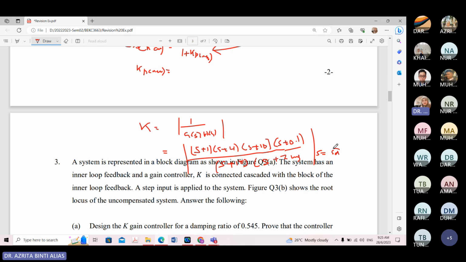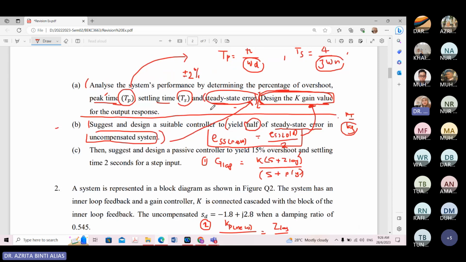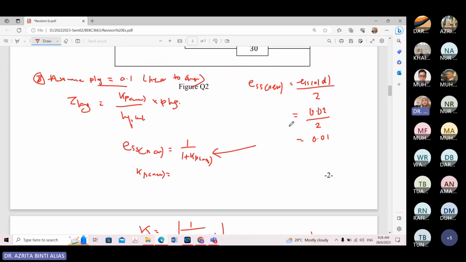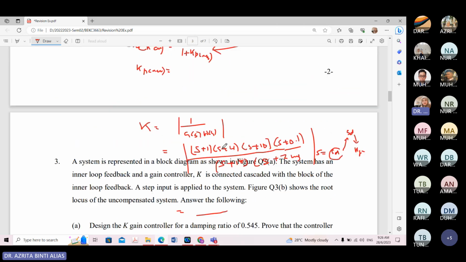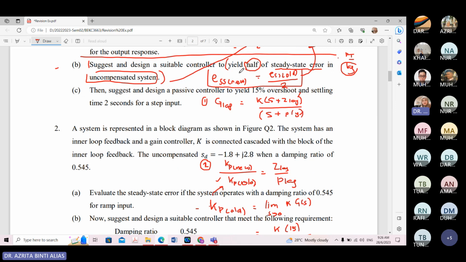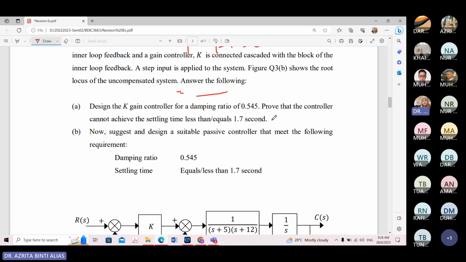We assume the s_d here is the same as the s_d with the K gain controller, since we didn't want to change the transient response. So s_d here refers to the s_d for the uncompensated system or K gain controller. So you will basically obtain an answer almost the same as the value of gain K at here. Kita akan dapat lebih kurang sama je. Kalau berbeza sangat tu, salah kira lah tu.